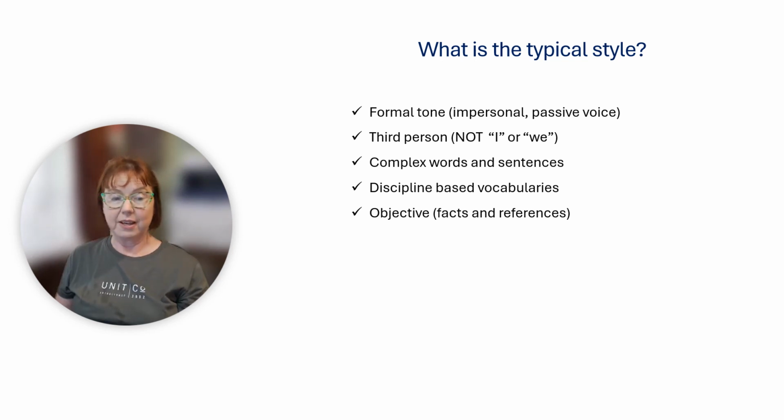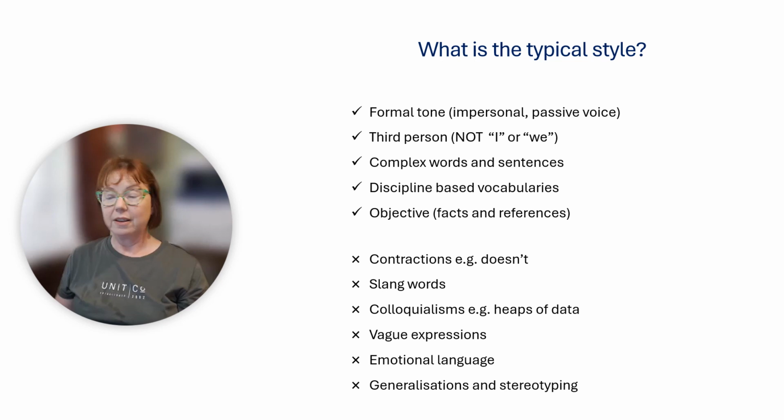What we don't see in academic writing are contractions. We don't see doesn't, we see do not. We don't see slang words and colloquialisms. We would never see heaps of data. We don't see vague expressions, emotional language, generalizations and stereotyping.